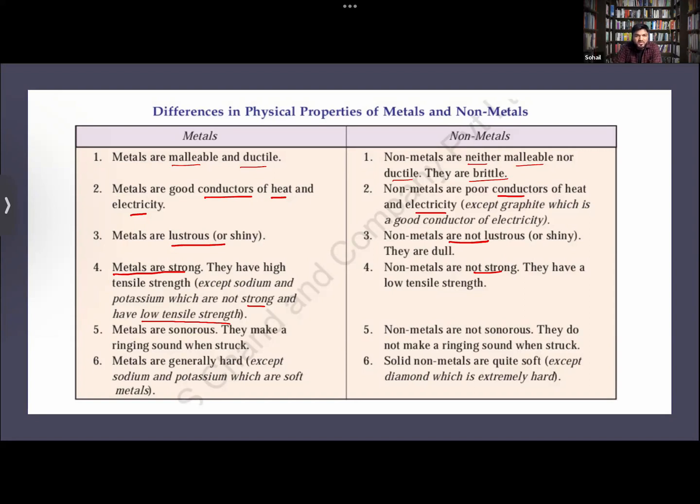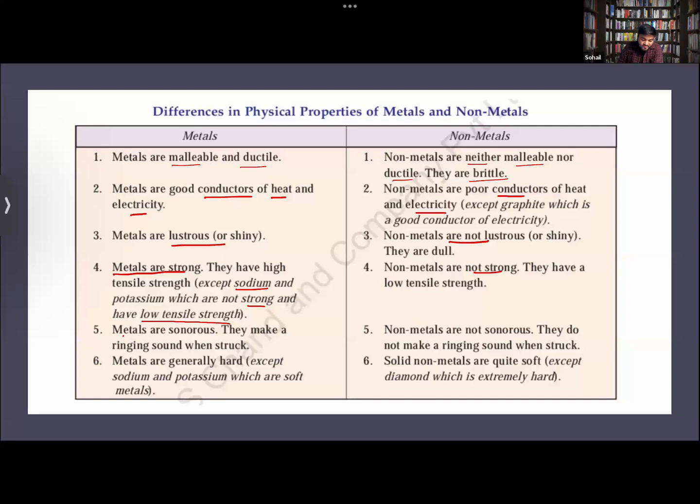Metals are also sharp in general. Since they are hard, they are generally sharp as well, and will have a sharp edge. Talking about sodium, it is a highly reactive metal and it can be cut using a knife. Since it is highly reactive, it is stored in kerosene.